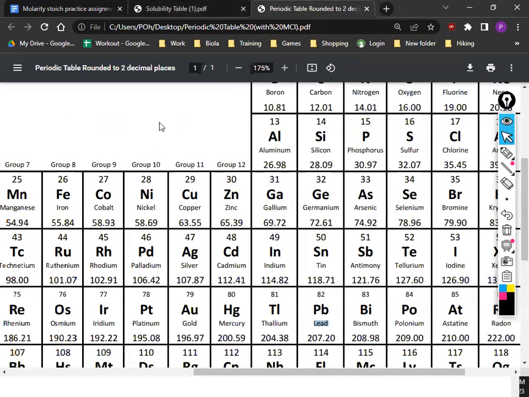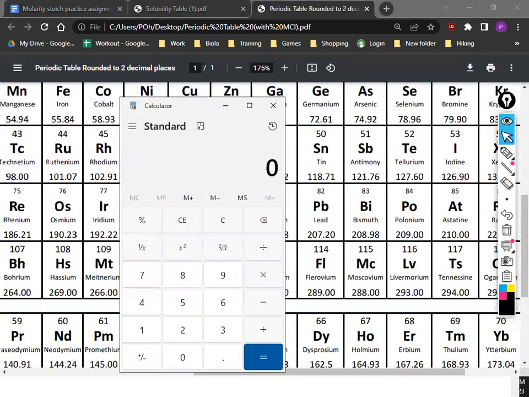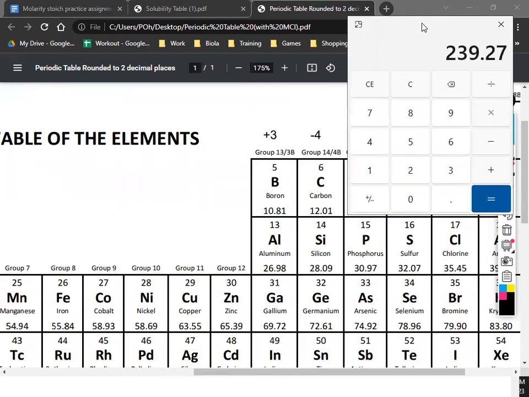If we take a look at the periodic table, what's the molar mass of just Pb? Yeah, it's going to be 207.2. And then it's made up of Pb and S. So if you take a look at S, what's the molar mass of S? Yeah, so we add 32.07. So the molar mass is 239.27.